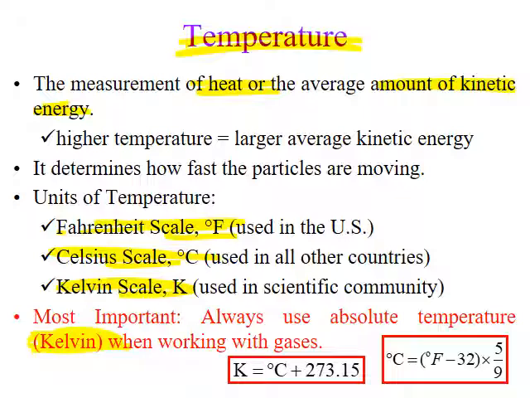So here are the conversion factors that can be used to go from Kelvin to degrees Celsius or degrees Celsius to Kelvin. And if your temperature is given in Fahrenheit, you need to convert Fahrenheit into degrees Celsius using this conversion factor, and then use the next conversion factor to go from degrees Celsius to Kelvin. The important thing to remember is that the unit of temperature whenever working with gases should be Kelvin.